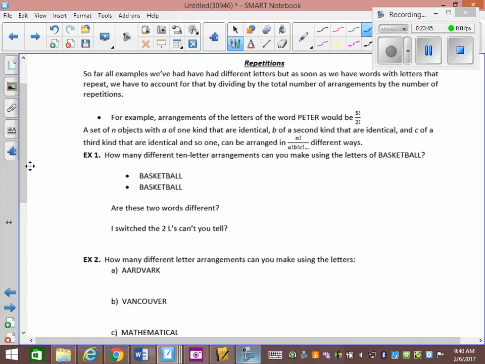Okay. This is where life gets a little bit harder, but it only gets harder in the fact that you have to remember to divide by factorials when you have double ups and triple ups. It doesn't make it substantially harder. So far, all examples we have had different letters, but as soon as we have words with letters that repeat, we have to account for that by dividing the total number of arrangements by the number of repetitions.